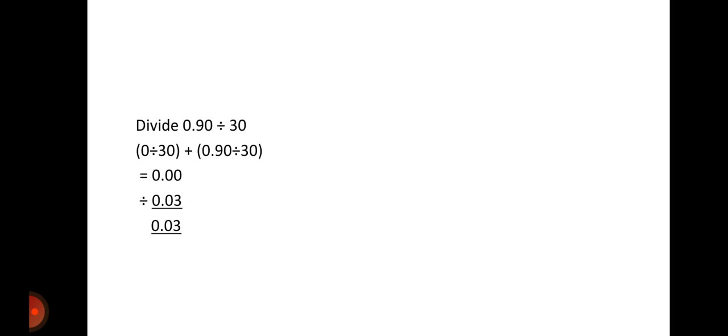Now, using the expanded form method, we take away the 0 divided by 30, it gives us 0.0 because it is in 2 decimal places. So we have to add the 0 to make it balance. While 0.90 divided by 30 is 0.03. So when we break down 3 in our division, in our addition, 0 plus 3 is 3, 0 plus 0 is 0, decimal point, and 0 plus 0 is equal to 0.